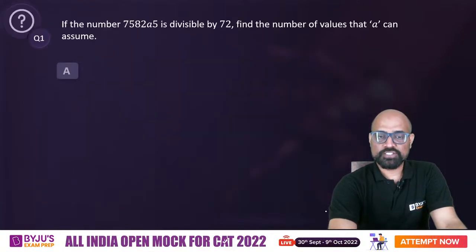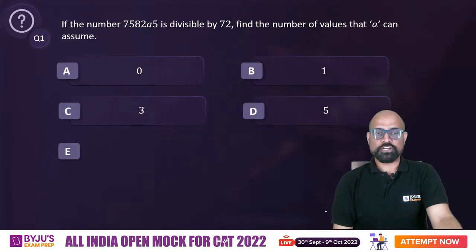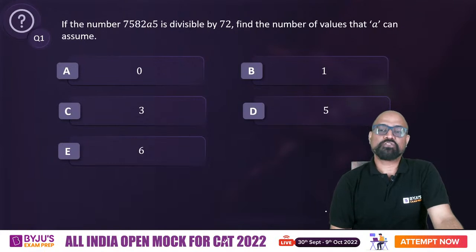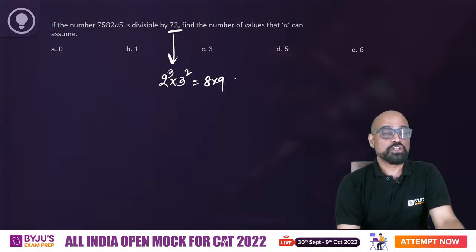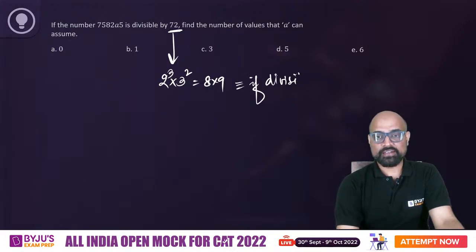Let's do some practice questions. First question, if the number 7582A5 is divisible by 72, find the number of values that A can assume. So, if a number is divisible by 72, the prime factorization is this, which can be written as 8 into 9. So a number is divisible by 72 if it is divisible by 8 and 9.